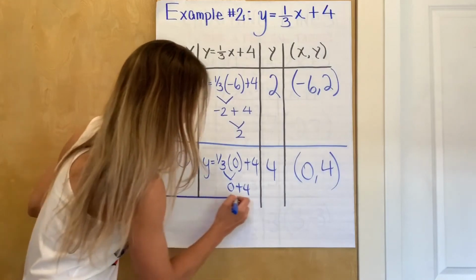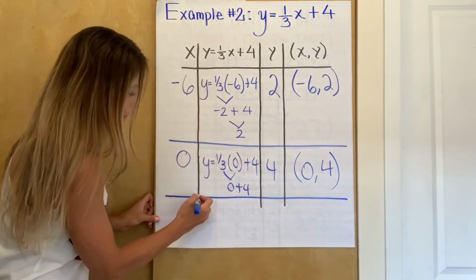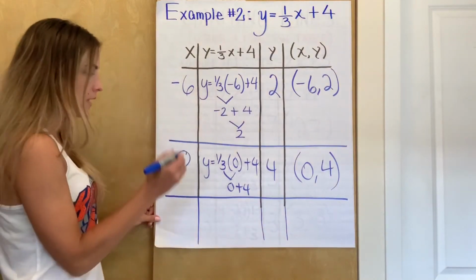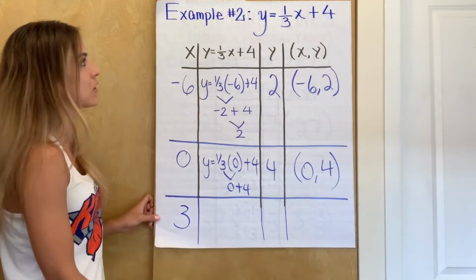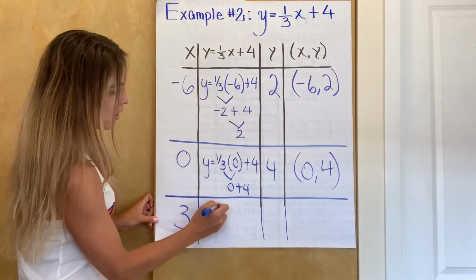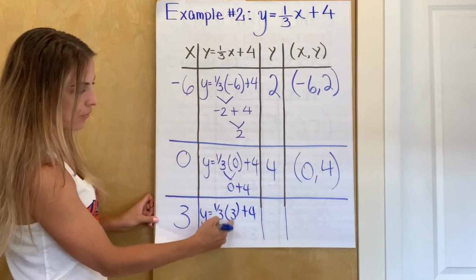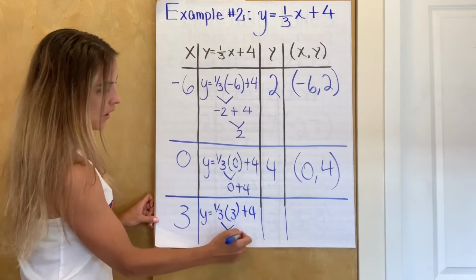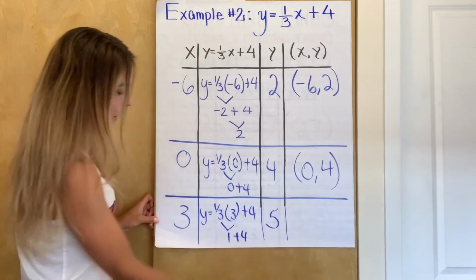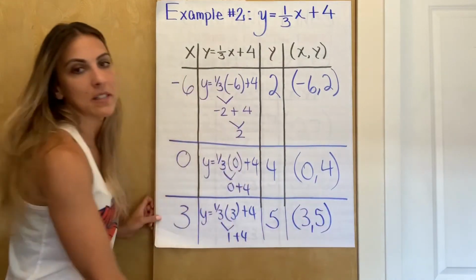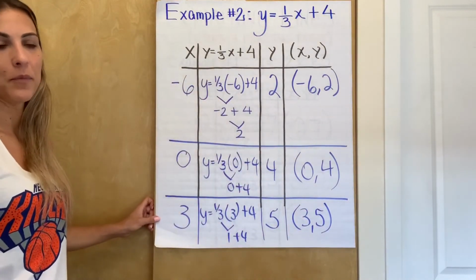And lastly, let's go with a positive number, but again, let's try to make it a multiple of 3 so I can avoid fractions. So a nice easy multiple of 3 is 3, right? So let's do that. y equals 1/3 times 3 plus 4. 1/3 of 3 is 1, and 1 plus 4 is 5, telling me that (3, 5) must also be a point on this line, okay?